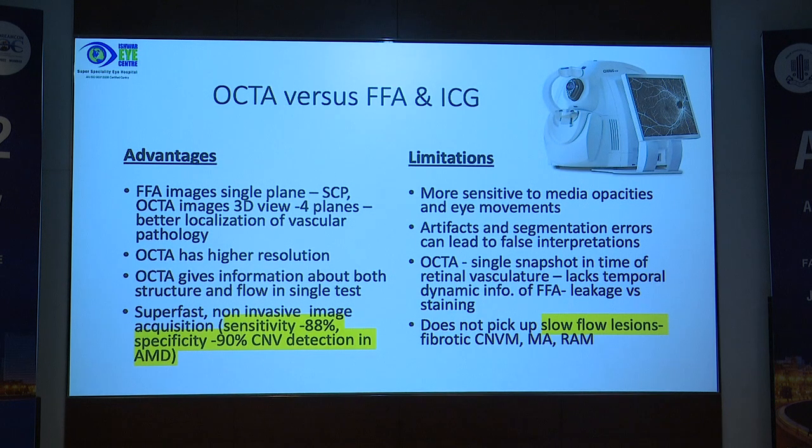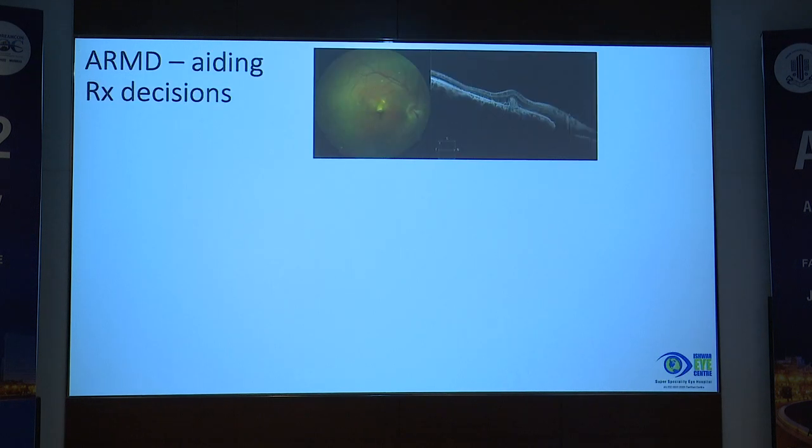This is the Angioplex 6000, which I have acquired since more than a year now. It's a wonderful machine with 1 lakh A-scans, as I told you, and a good resolution and quick speed. So, aiding our treatment decisions: this particular patient had an old CNVM.